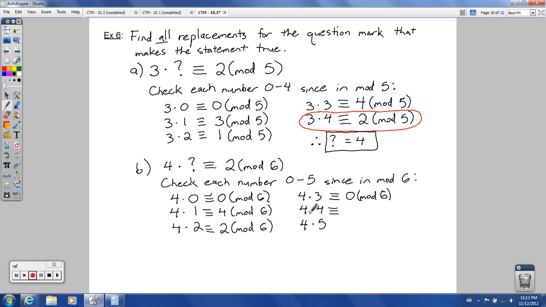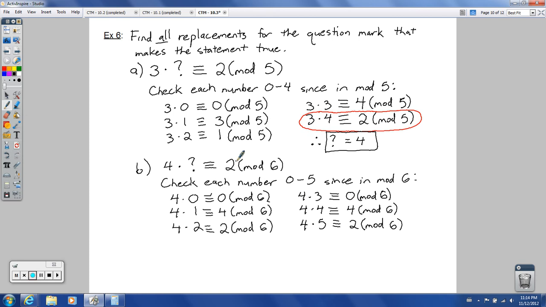If it helps you to actually write what they equal and then do the modulus from there, you're welcome to do that too. This is going to be 16. 16 divided by 6, you'd have 2 wholes with a 4 as a remainder. So this is 4 mod 6. And you've got this last one, 20. 3 times 6 is 18, and so you have a remainder of 2 left over. So you notice this pattern, it kind of repeats itself: 0, 4, 2, 0, 4, 2.